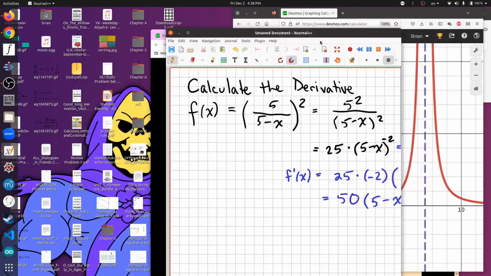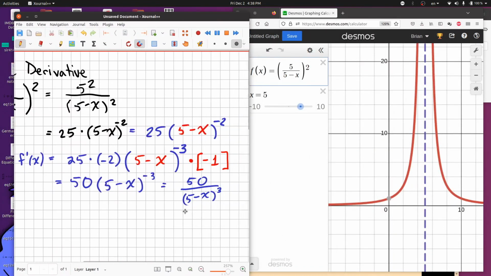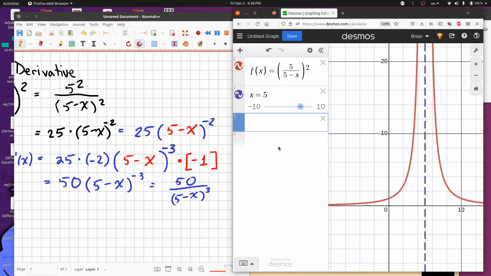As usual, let's check that to make sure that it makes sense with our visualized function. I see that I want a function that has slope that goes from 0 to extremely positive, suddenly becomes extremely negative, and then comes back down to 0. Let's enter that function that we just found. We have 50 times the quantity 5 minus x to the negative 3.